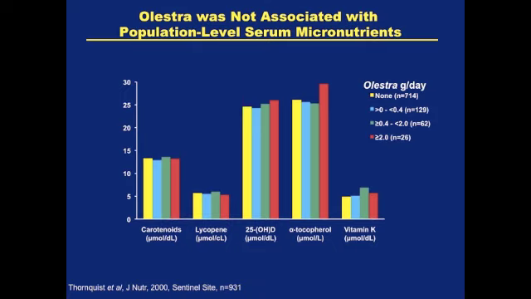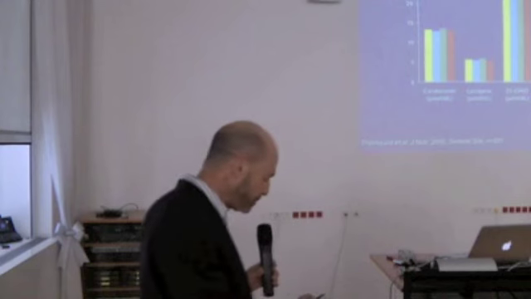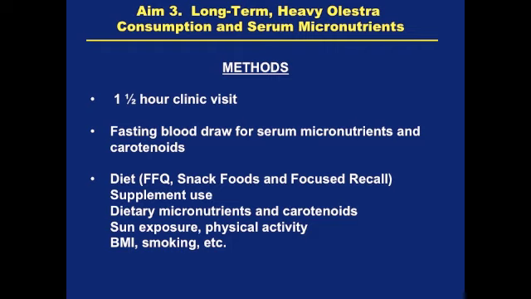This is about the best we could do. The highest group was 2 grams or more a day and only 26 people. So we didn't have a lot of people who were high users from whom we could make a lot of inference. So there's nothing going on in micronutrients. And then we turn to aim 3, which is looking at change.